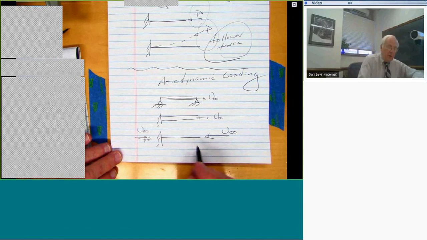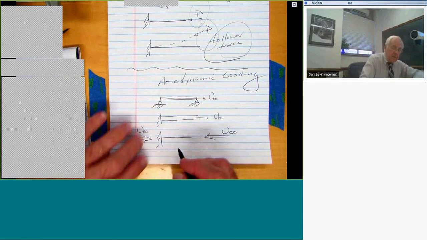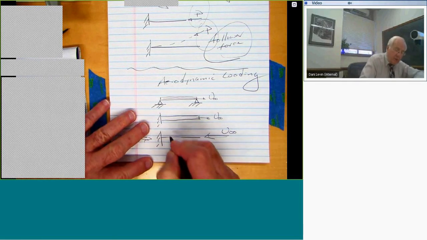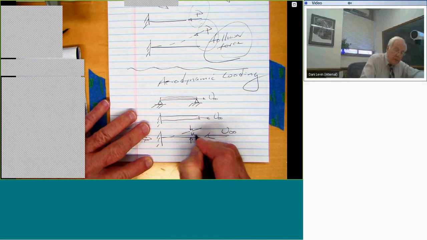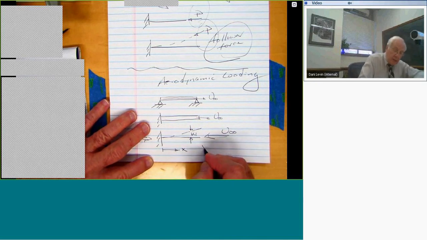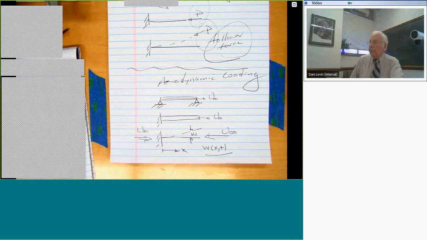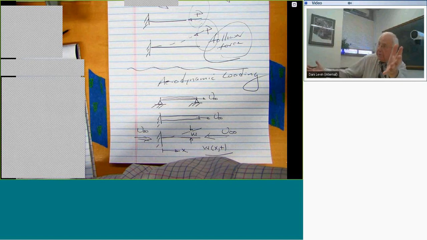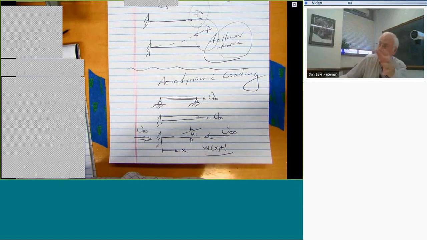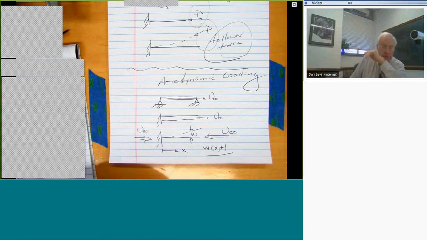Anyway, we're not ready to do this because why? In order to describe this deformation, let me draw a picture of the deformation. I'll call this deformation W, and I'll call position along this axis X. W is a function of X and T. Guess what kind of equation W satisfies? It satisfies a partial differential equation. And there's a linear version and there's a nonlinear version.